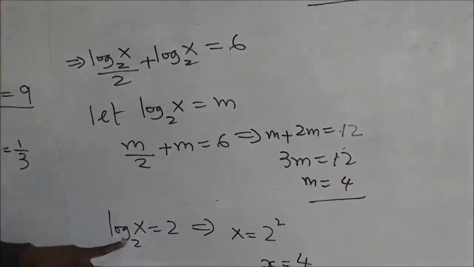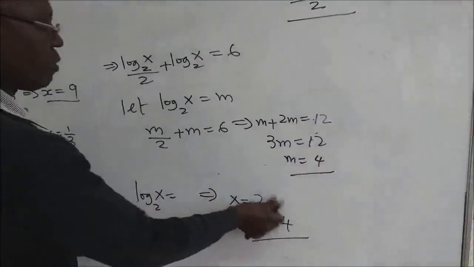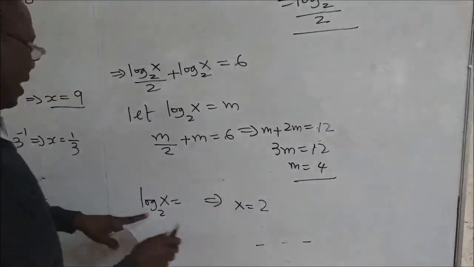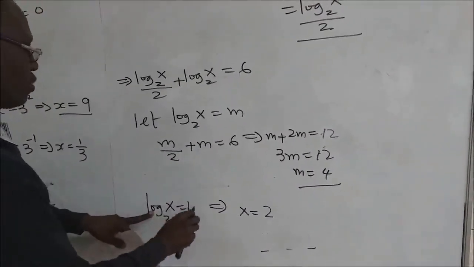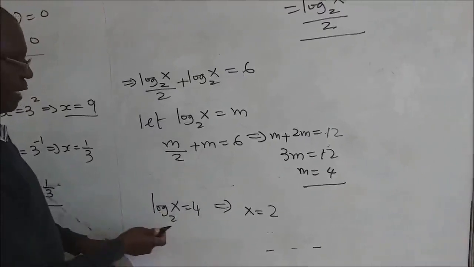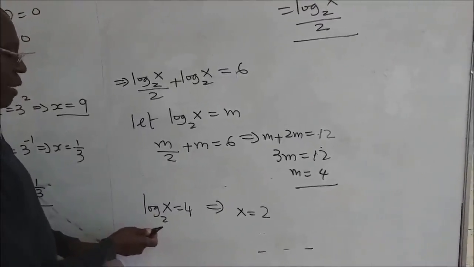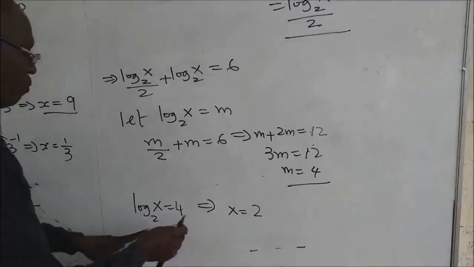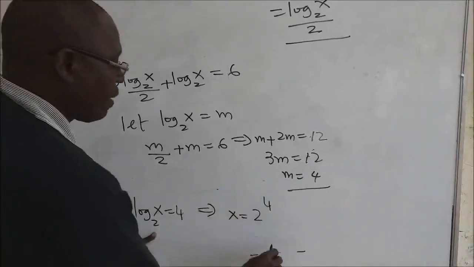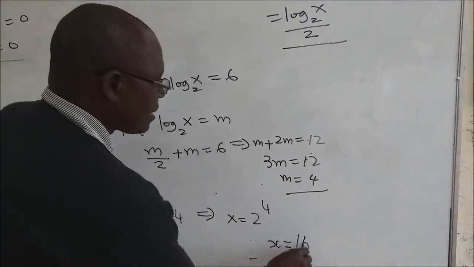So when m is 4, we shall have log x base 2 is 4, which is a logarithmic expression. I bring it to exponential form, which is 2 power 4, and therefore my x is 16.